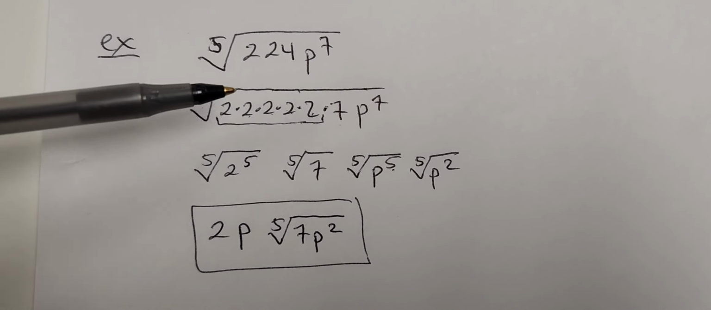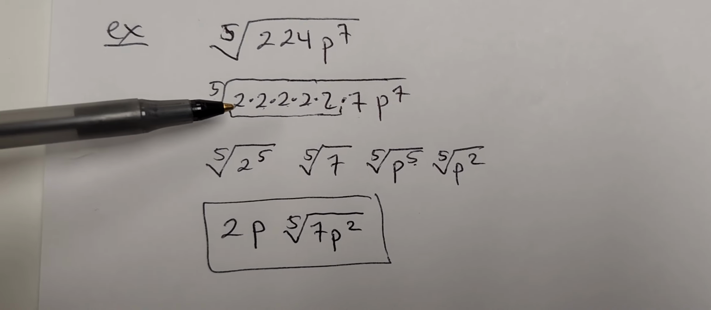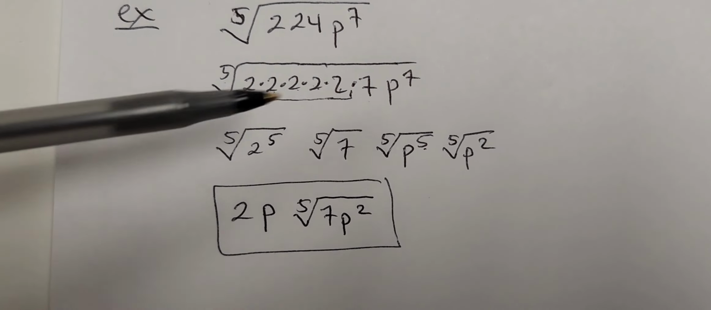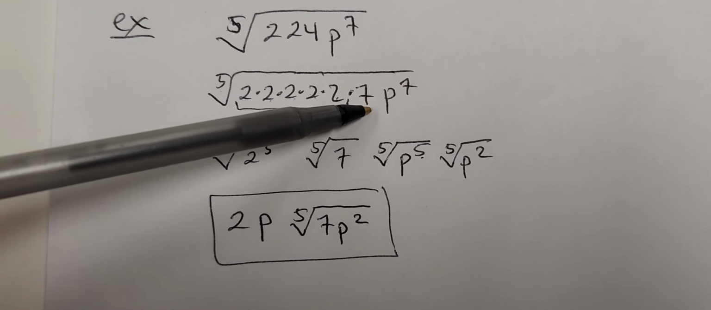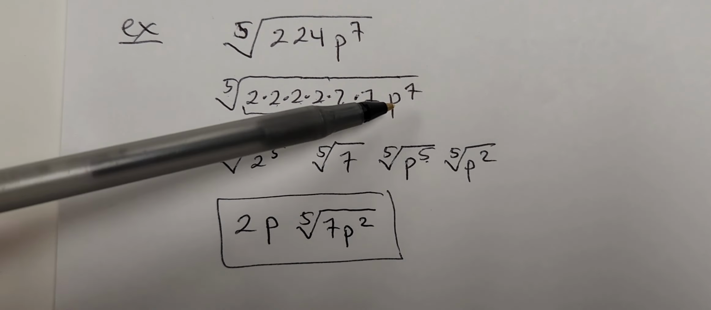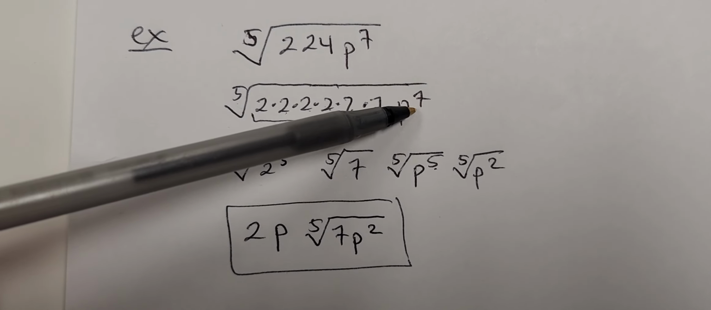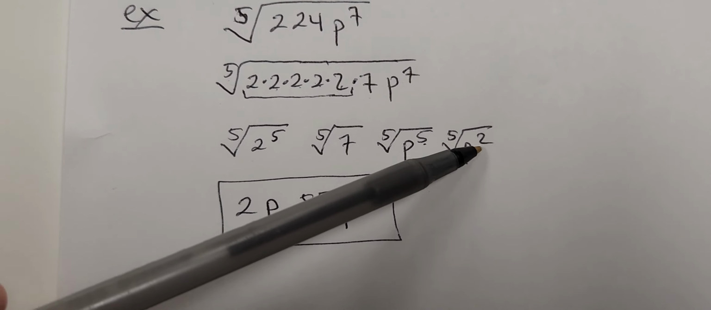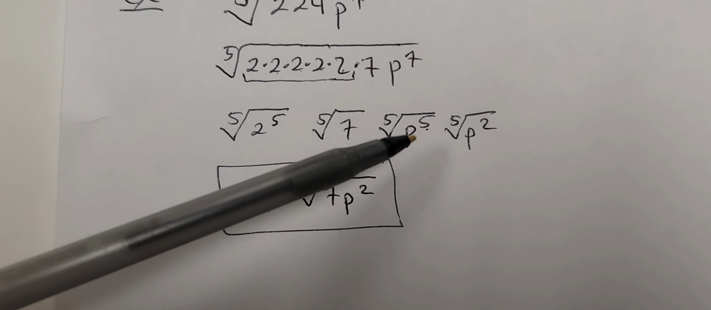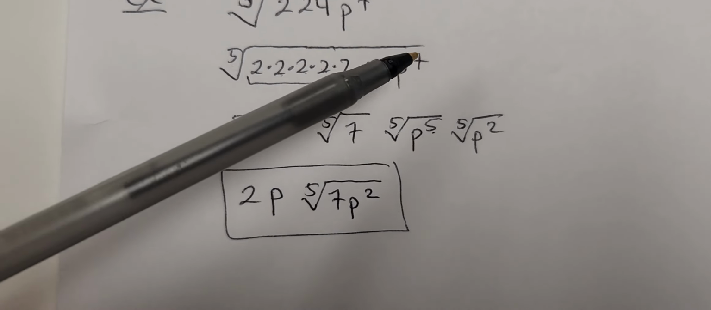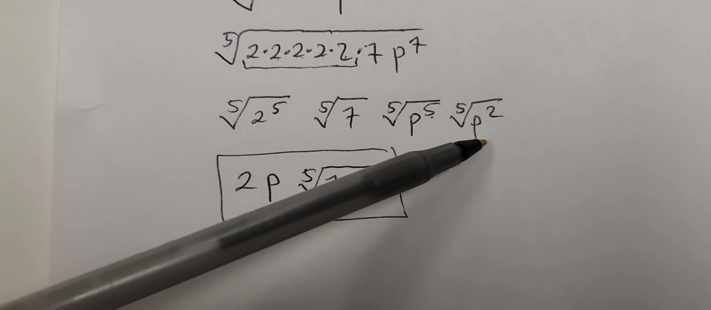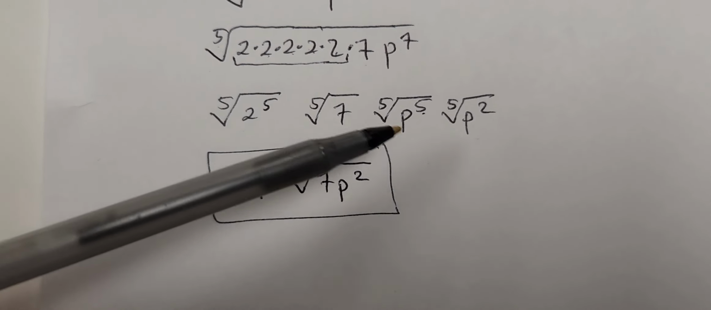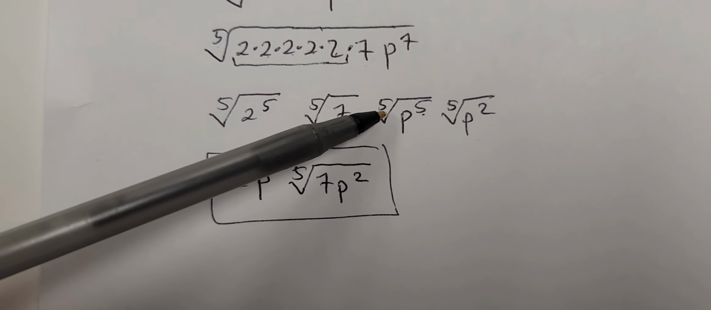So this line, I'm going to go down to here. So there are 5 2's. So 1, 2, 3, 4, 5. So I wrote it here. This 7 is by itself. This p^7 can be separated into 2 pieces because 5 plus 2 gives me 7. So that's why it's broken down into 2 pieces. And why is it broken down into 5? Because the outside number is a 5.